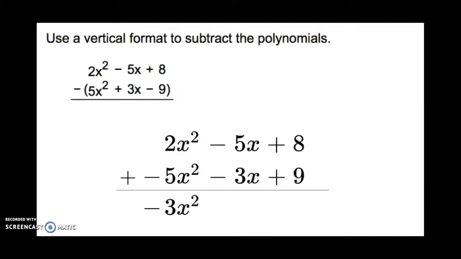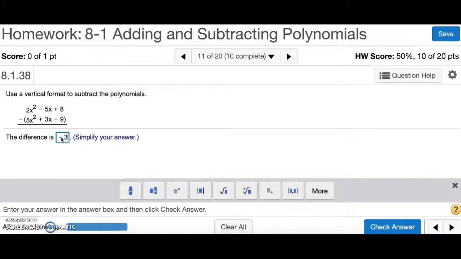So 2x squared plus negative 5x squared is going to be negative 3x squared. Negative 5x plus negative 3x is going to be negative 8x, and 8 plus 9 is 17. So that's going to be my answer. So typing that in, negative 3x squared minus 8x plus 17.